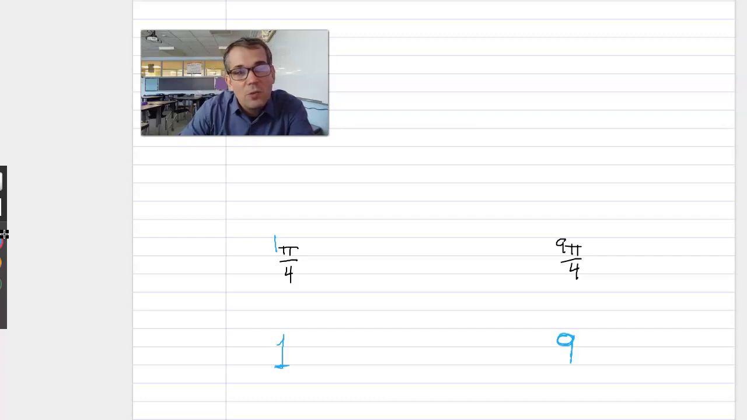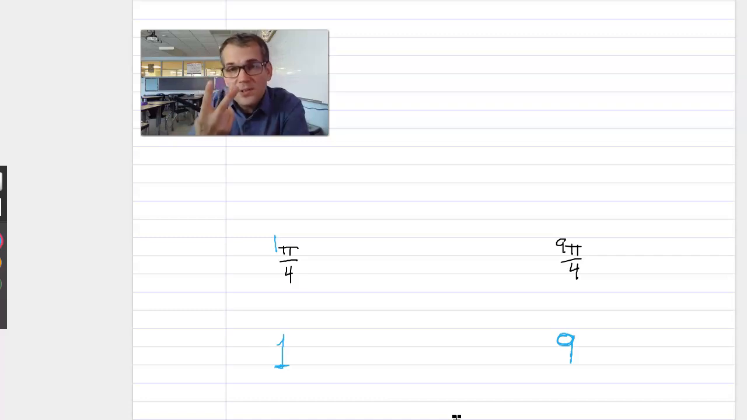And now the question really is, what is smack dab between 1 and 9? And maybe you're the kind of person who can look at 1 and 9 and know that 5 is exactly halfway between them, because 5 is 4 away from 9 and 5 is 4 away from 1, so that's what it is.